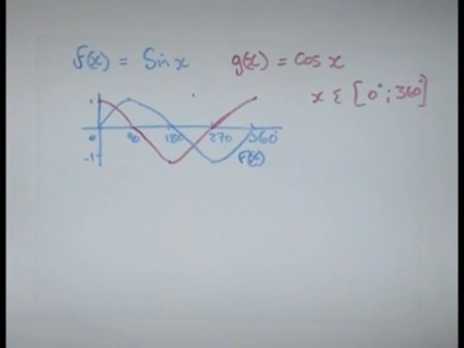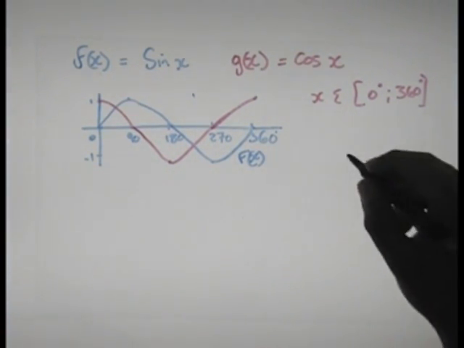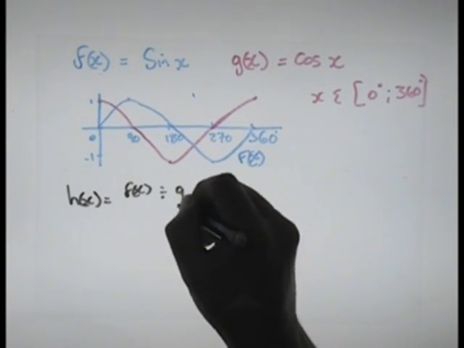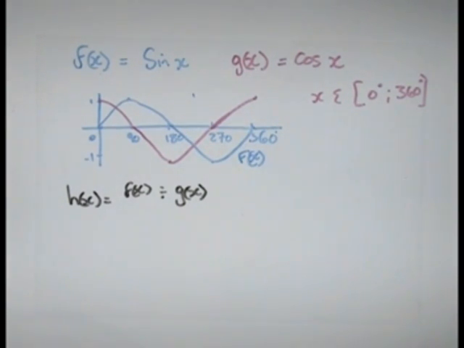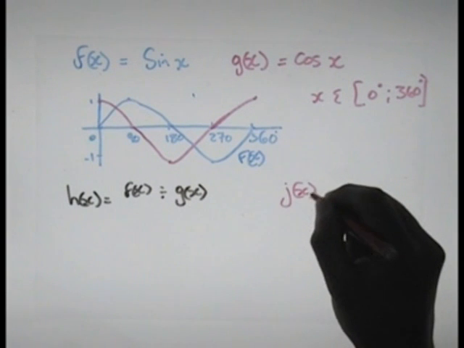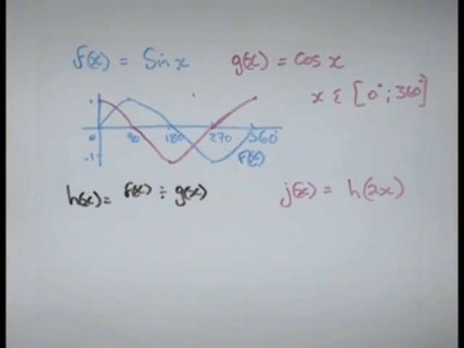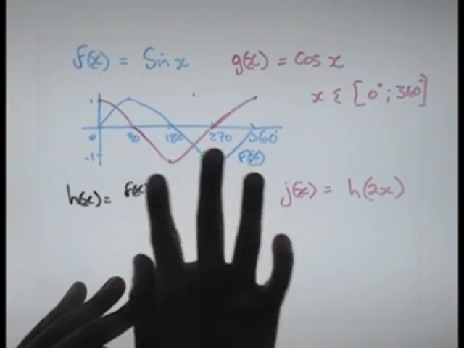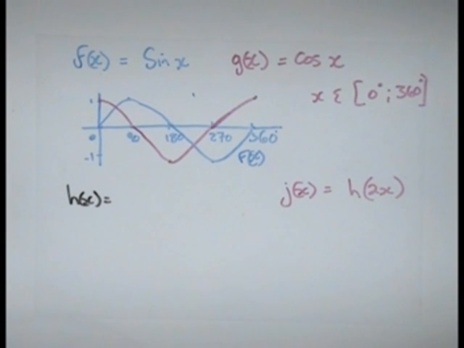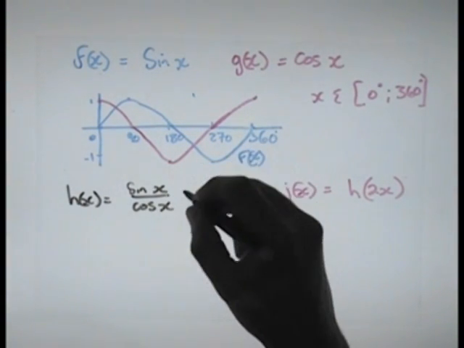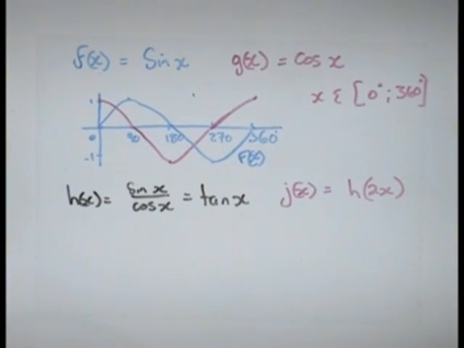I then said, on a new set of axes, sketch the graph h of x, and h of x is given by f of x divided by g of x. I then also wanted you to draw the graph of j of x, which is given as h of 2x. Let's start by looking at what this h of x graph is going to be. f of x divided by g of x, isn't that the exact same thing as saying f of x over g of x, which is the same as saying sine x over cos x, which is the same as tan of x. That means that h of x is the graph tan x.